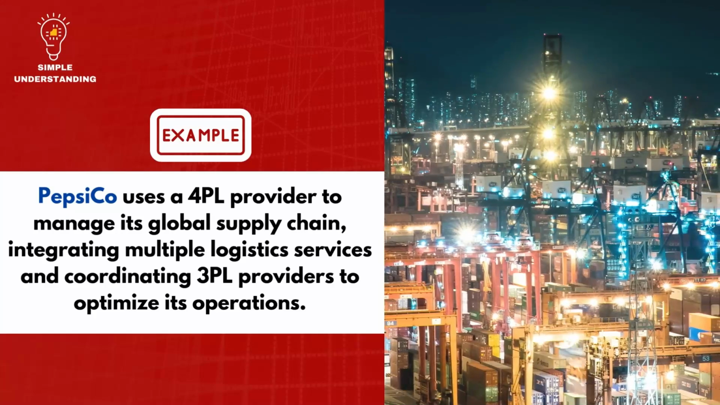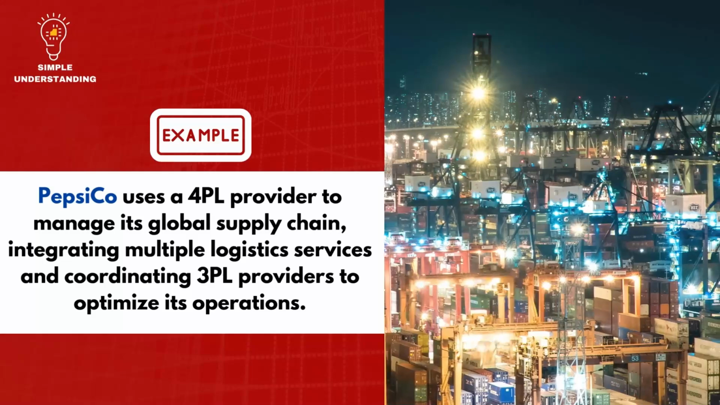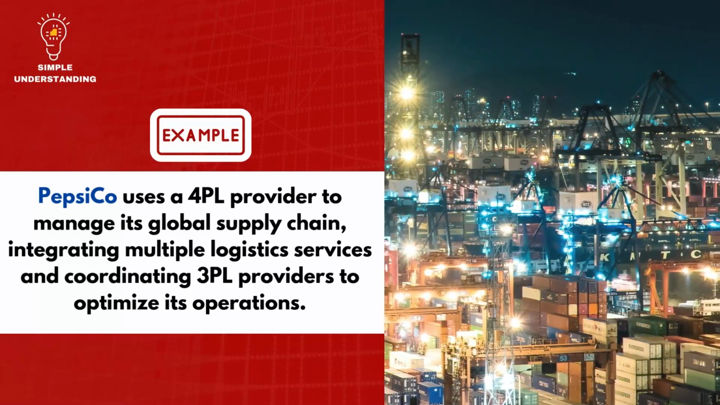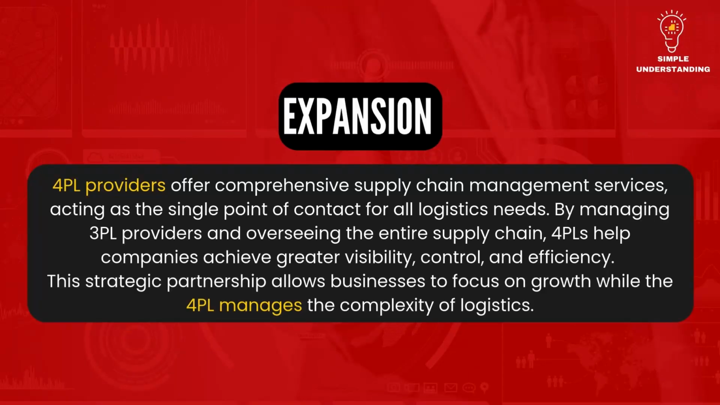Real company example. PepsiCo uses a 4PL provider to manage its global supply chain, integrating multiple logistics services and coordinating 3PL providers to optimize its operations.